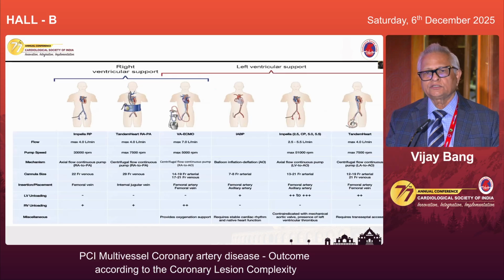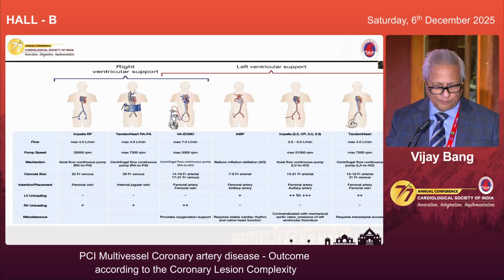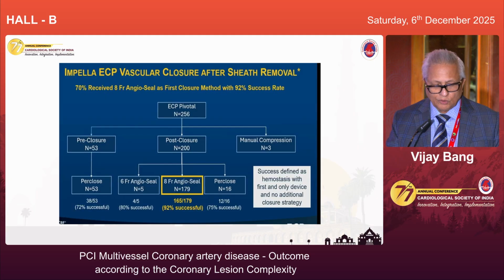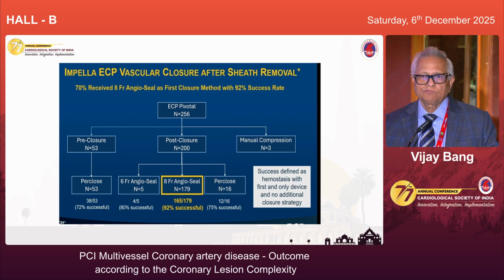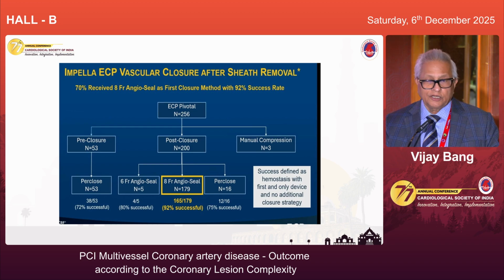Now we have various protected PCI hemodynamic support devices, and we all know that we use IABP, now Impella is also available, TandemHeart, ECMO, all these are available to us. The cost is prohibitive, but now there is a new hemodynamic support device which has come, called ECP, expanded cardiac power. So Impella CP, now Impella ECP.